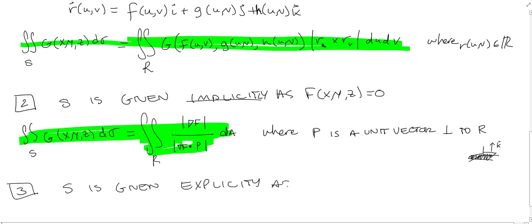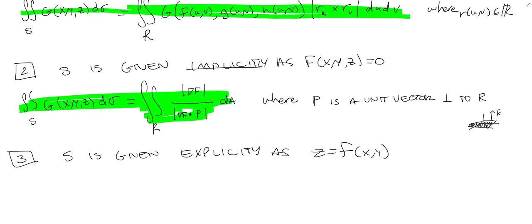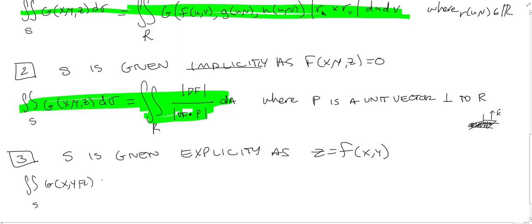And so that one might look like z equal to f of x, y. And so in that case, your surface integral, double integral over your surface, g of x, y, z, d sigma, can be evaluated as your double integral over R of your function g, and you have x, y, and then you plug in what z equals in terms of x and y. So we'll just say that that's f of x, y.